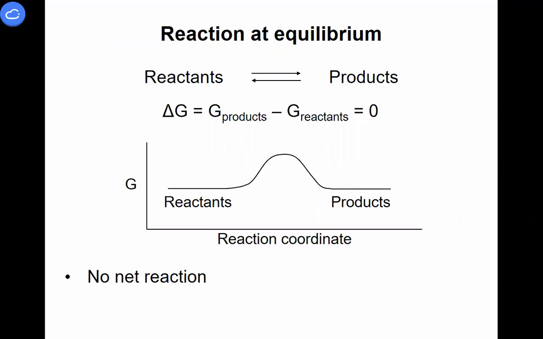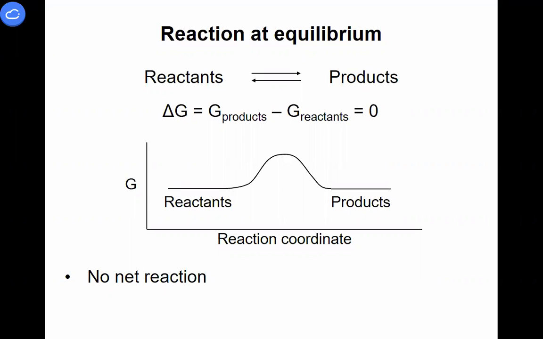And this should be hopefully review from chemistry. At this point, the forward and reverse reactions are going at the same rate, and you get no net conversion of reactants to products or products to reactants, right? And that's equilibrium. It's not that there are no reactions happening, it's just that the rate of the forward reaction equals the rate of the reverse reaction. And here, the Gibbs free energy change, delta G, equals 0.